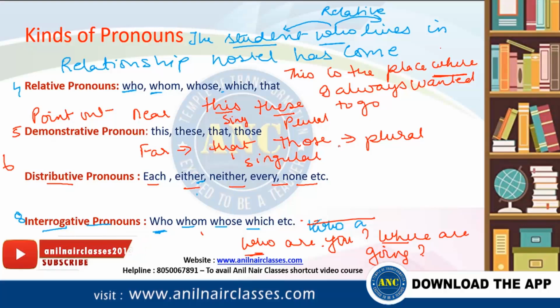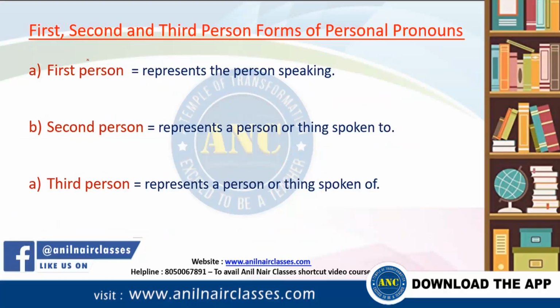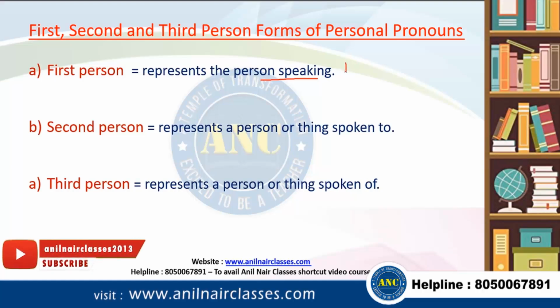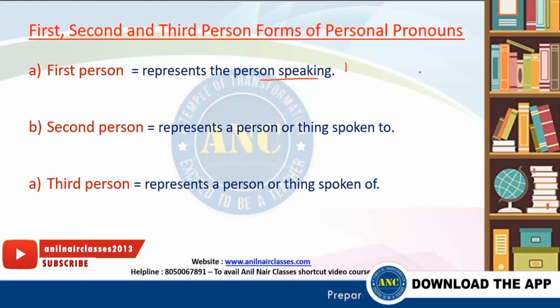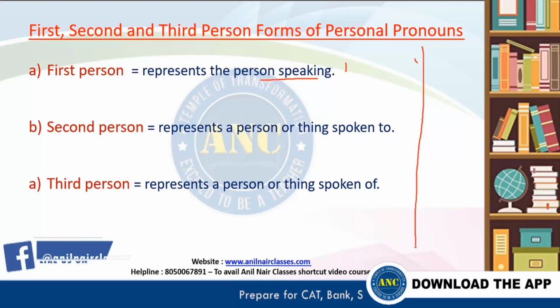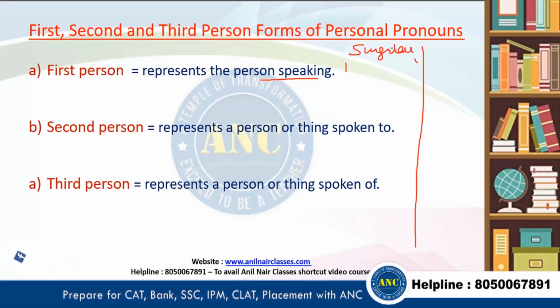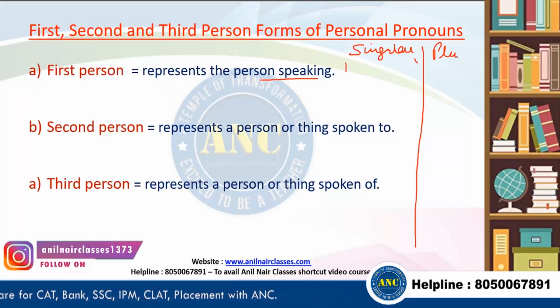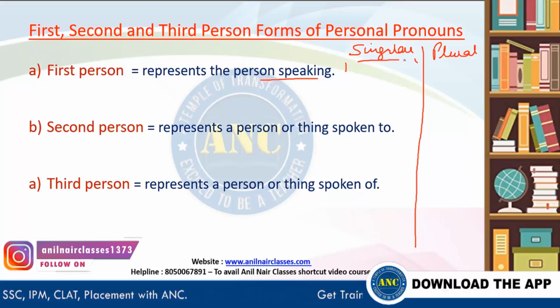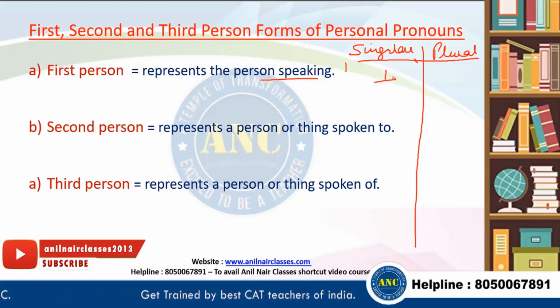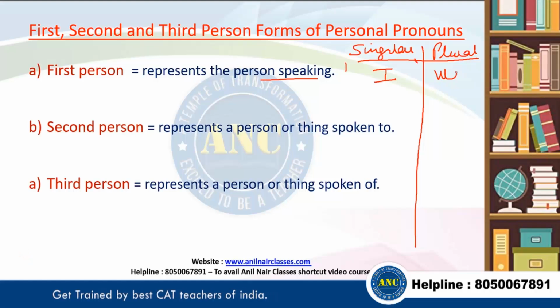Let's move ahead to the next slide now. So now we have three persons, first, second and third person, of the personal pronoun. First person is the person who is speaking. Like first person singular, if I make the table like this over here, singular and plural. This is again important because, as I told you, we have to deal with subject-verb agreement as well as noun-pronoun agreement. So the first person singular is I, first person plural is we.